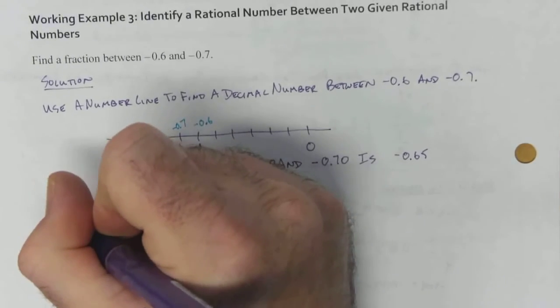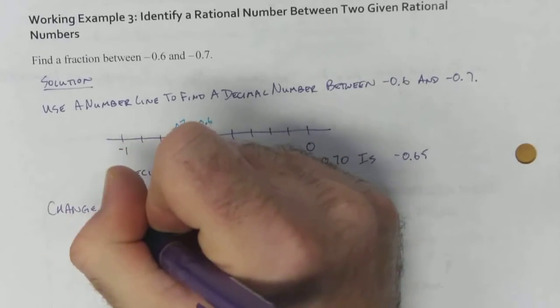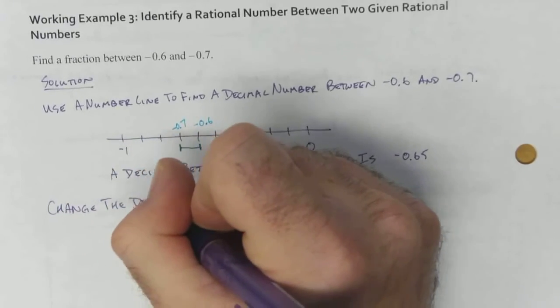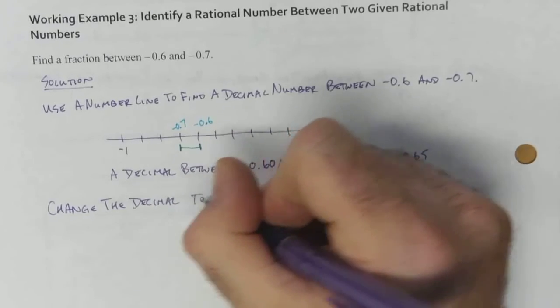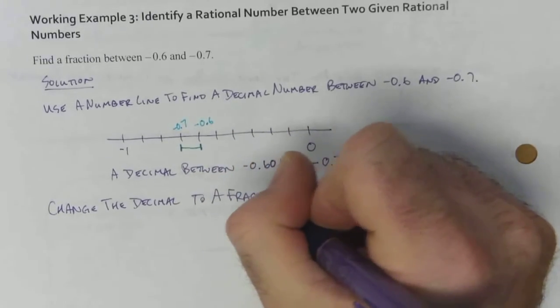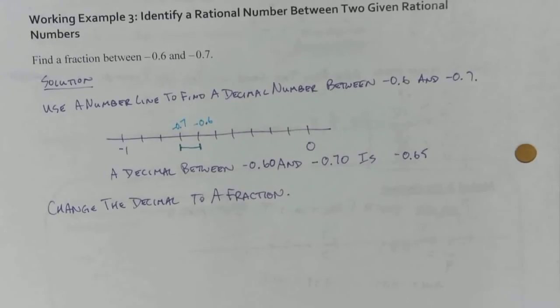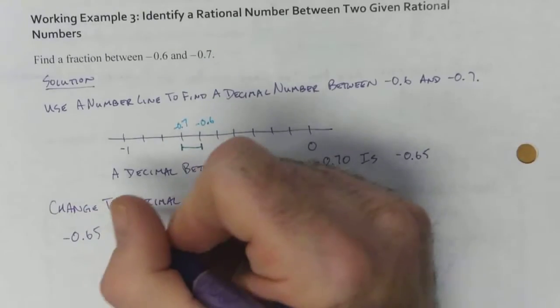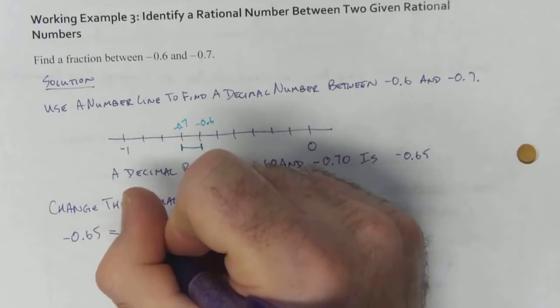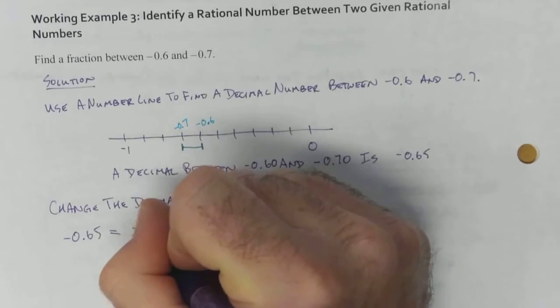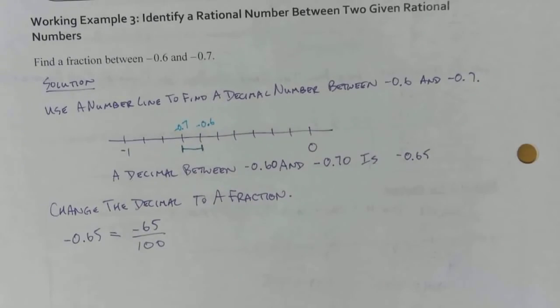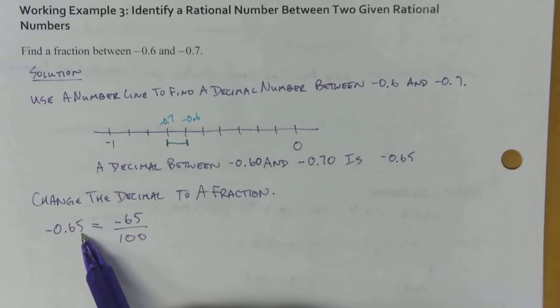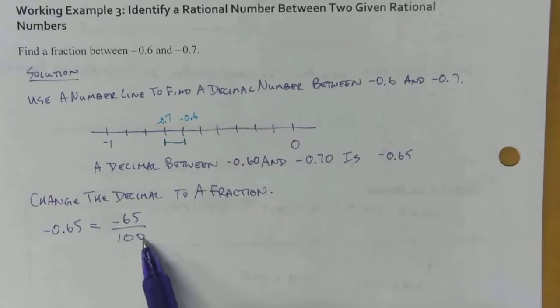But let's try to change the decimal to a fraction. So negative 0.65, as an example, is the same as negative 65 over 100. The 5 is in that hundredths position here as a decimal, which is why we put it over 100.